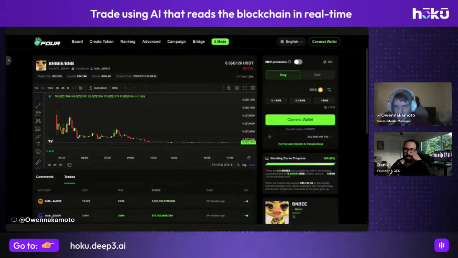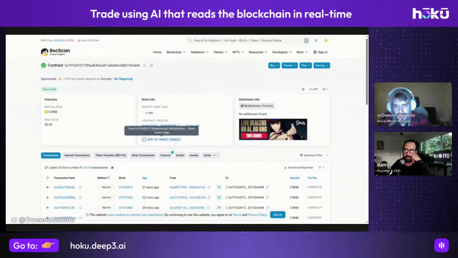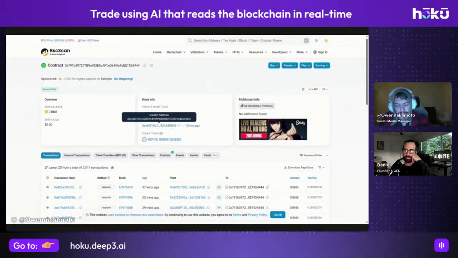Okay, dump that same contract into BscScan. Does it give you the same address? Let me share my tab. So it does in fact give the exact same address. So the person that creates the token is the deployer.